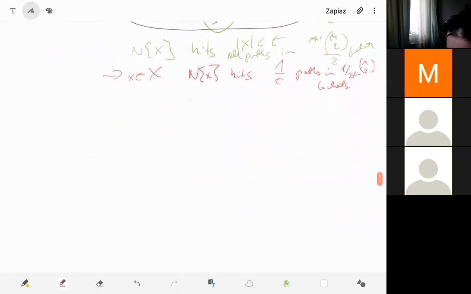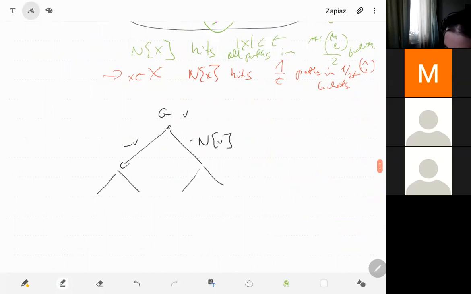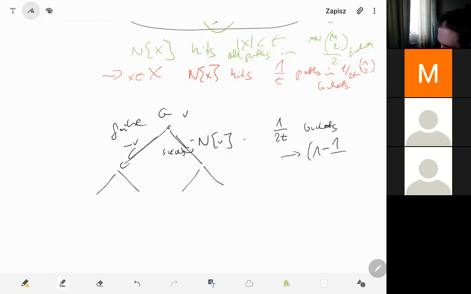So I start with the graph G and I choose some vertex V and I branch: delete V or delete the neighborhood of V. Okay, and then I branch and branch. And let's call this a failure branch and this a success branch. Why do I call it a success branch? Because I get some significant progress. In this branch, a constant fraction of buckets gets decreased by a constant fraction.